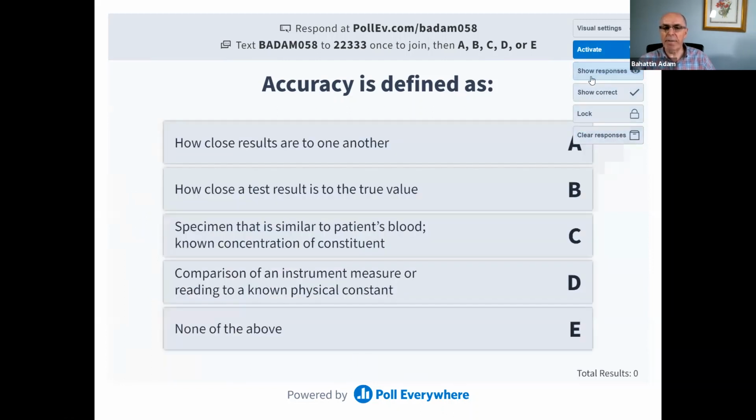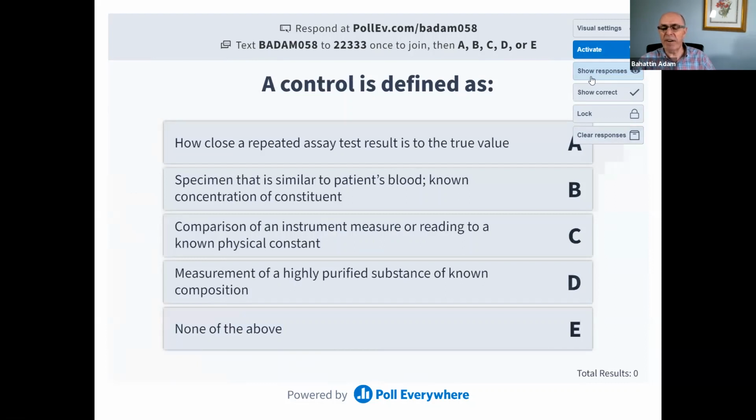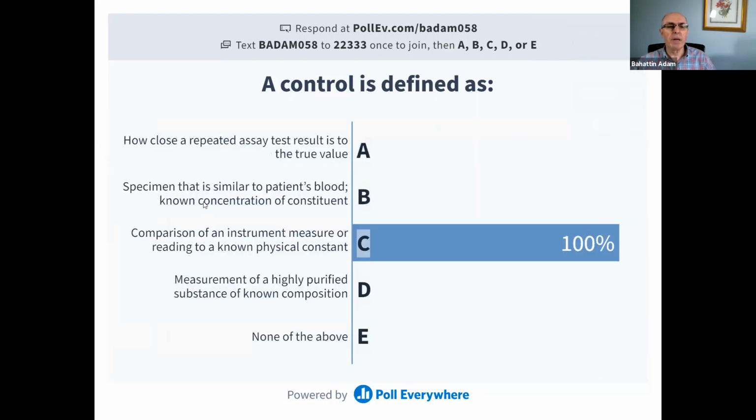Okay, not bad. A control is defined. Standard, control, calibration. Let's see. The control is a specimen that is similar to the patient's blood, with known concentration of constituents. The correct answer again is B.